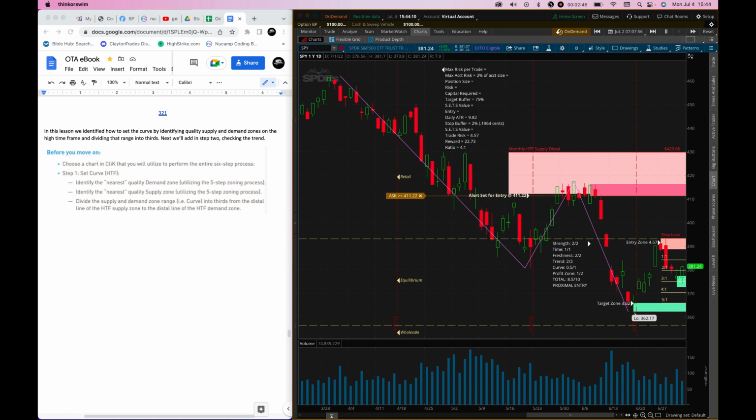In this lesson, we identified how to set the curve by identifying quality supply and demand zones on the high time frame and dividing that range into thirds. Next, we'll add in step 2, checking the trend.